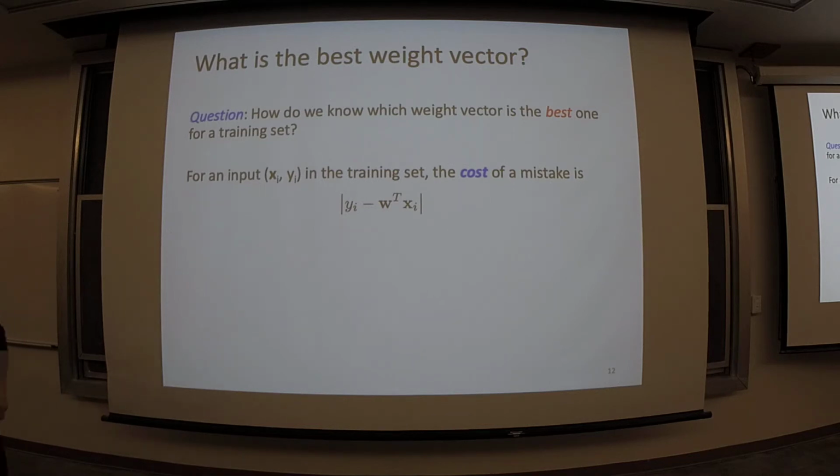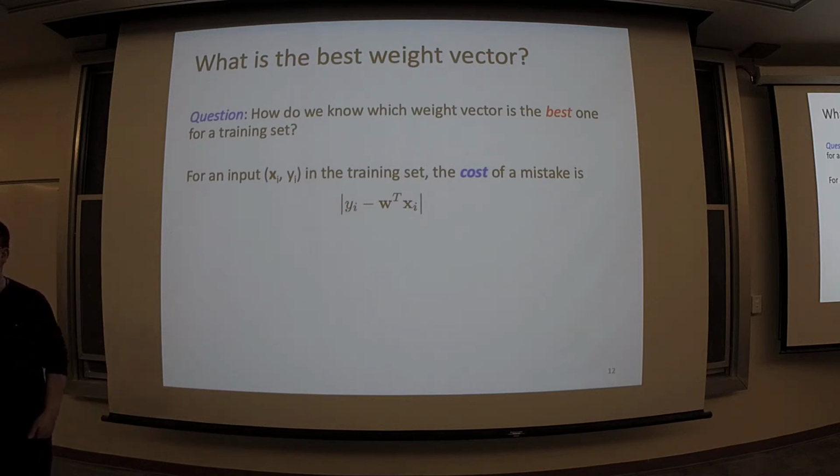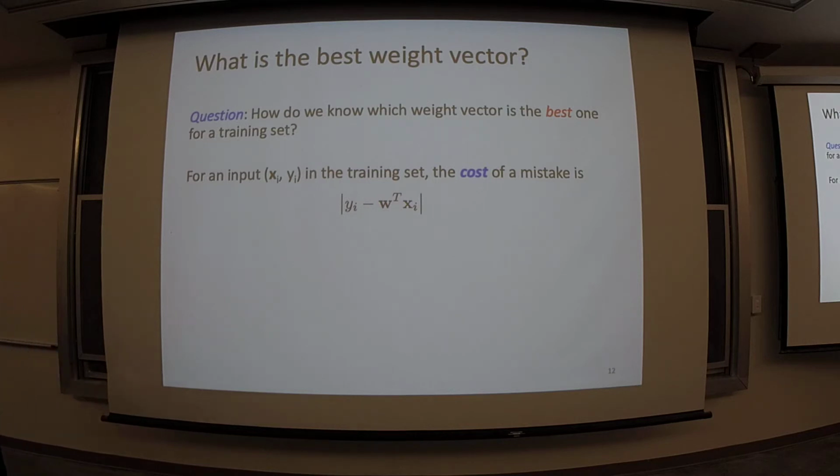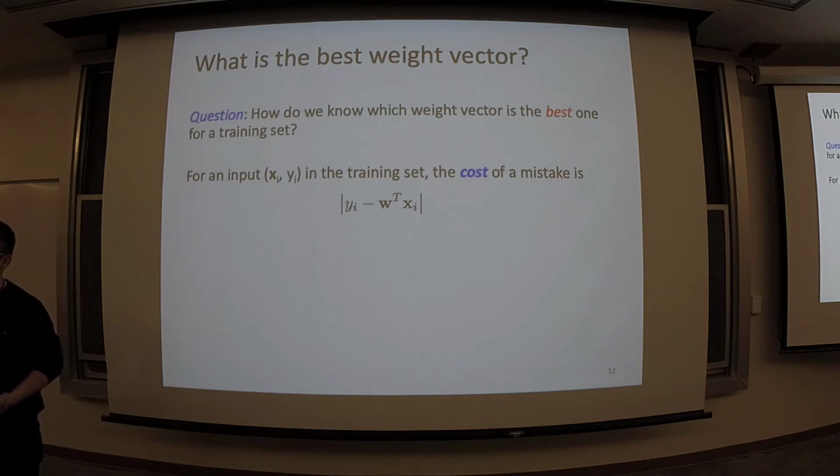Then we can naturally define the cost, or the penalty for making a mistake, to be simply the absolute difference between the ground truth and the prediction. Obviously, the closer your prediction is to the ground truth, the smaller the cost, or the smaller the penalty you incur. And then we have a metric to measure the goodness of your particular weight on one example. How about the goodness of a weight for a set of examples, like 1,000 examples, 2,000 examples? How can we define that?